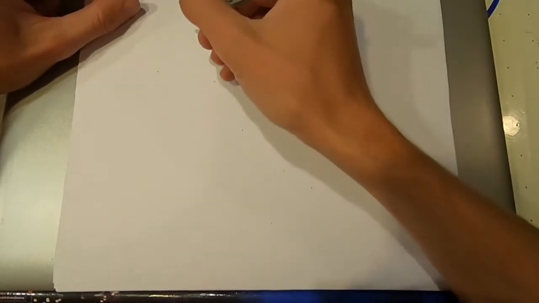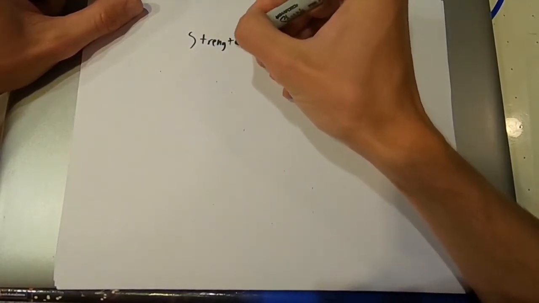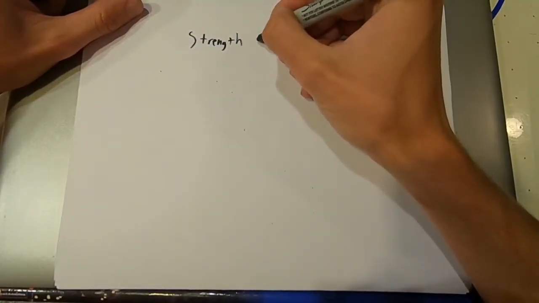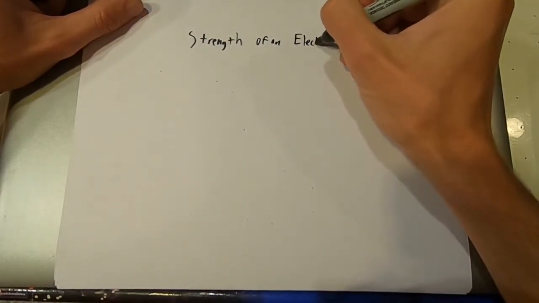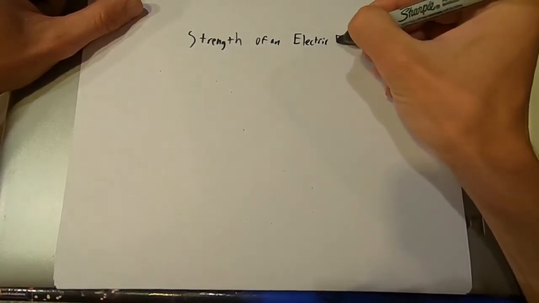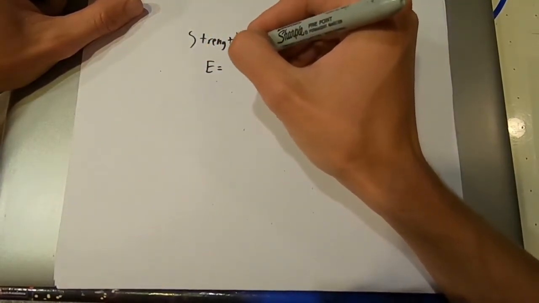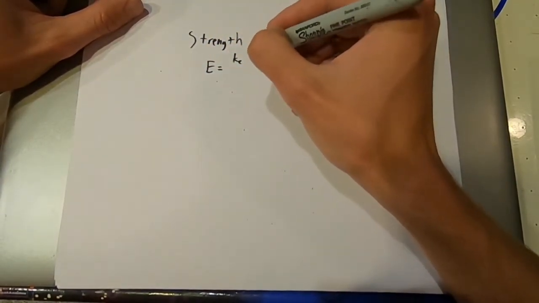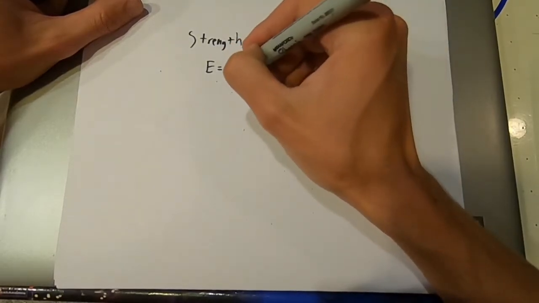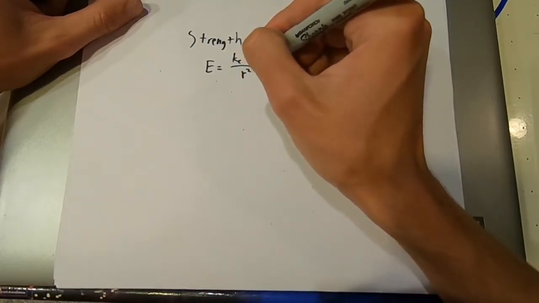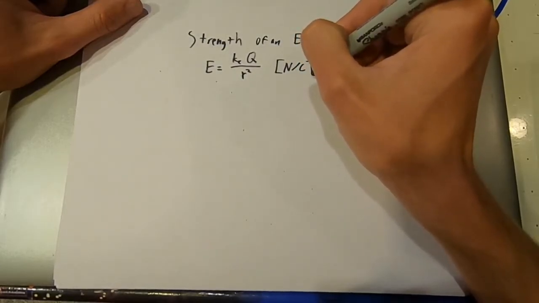So last week we talked about the strength of an electric field, how to measure that, which is E equals Coulomb's constant times the charge all over R squared, which is measured in newtons per Coulomb.